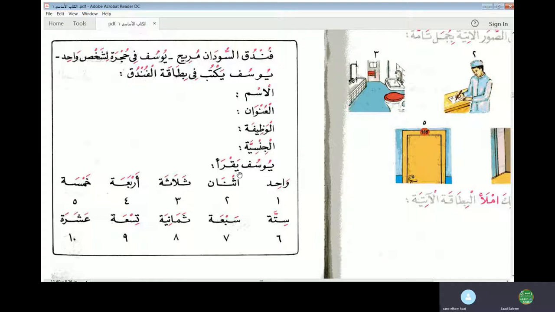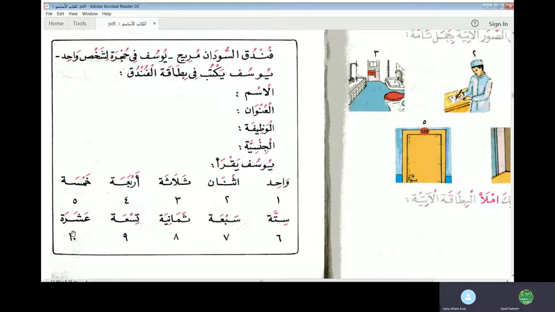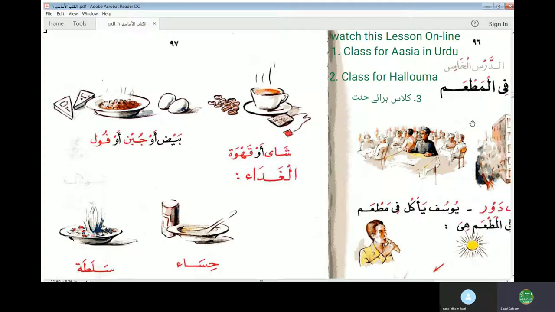Al-wazifa, profession, al-jinsiyya, nationality. So first his name, next is his address. Yusufu yaqra'u, Yusuf is reading. Ithnan 2, thalatha 3, arba'a 4, khamsa 5, sitta 6, sab'a 7, thamaniya 8, tis'a 9, ashara 10. This is masculine counting. Now, Miss Anna, tell me the counting for feminine.